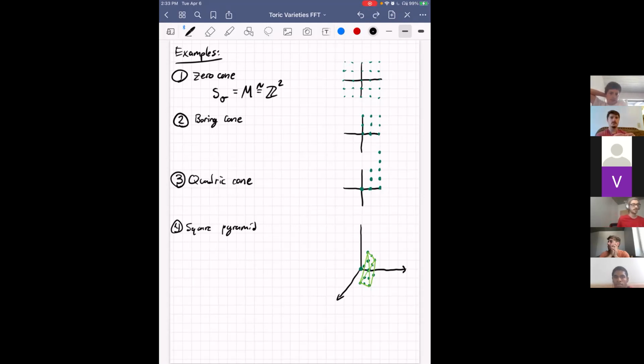So you can see that. The boring cone, you just intersect it with Z2 again. Same with this quadric cone. Now it's kind of interesting. We've got some sort of pattern going on. And then with the square pyramid, I haven't drawn a lot of it, but you can see that there's this sort of diamond shaped grid of lattice points, and the positive linear combinations, or I guess integral combinations, of them will generate that monoid. Any questions about our monoids?